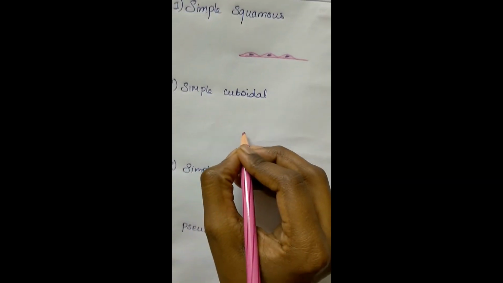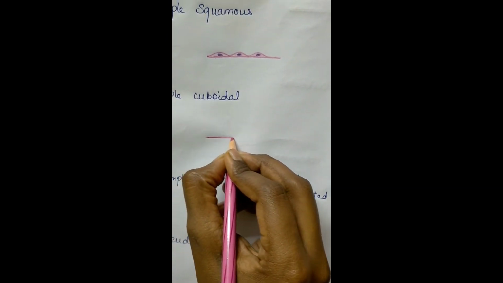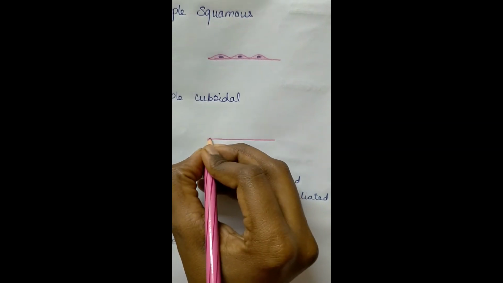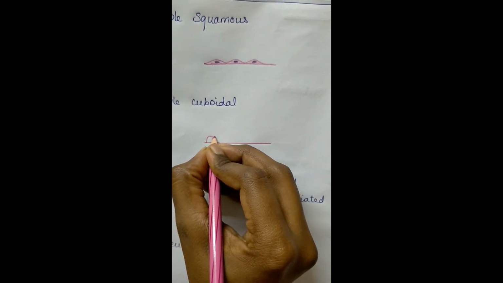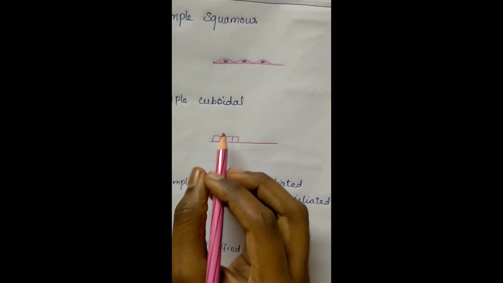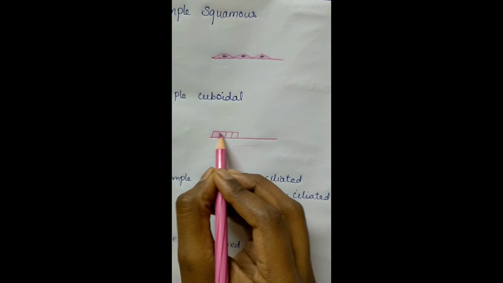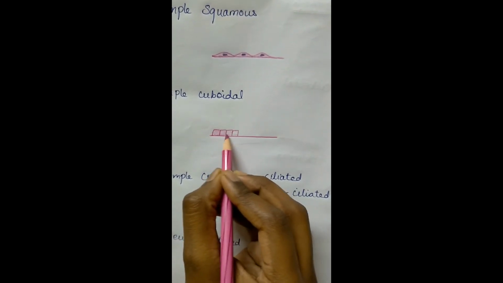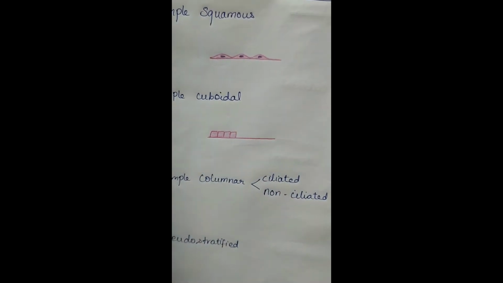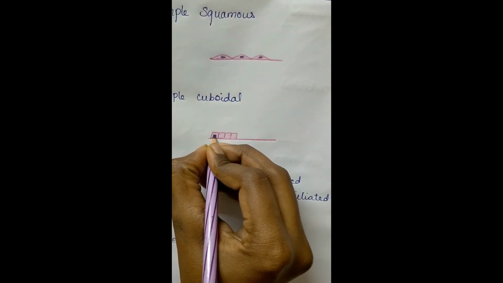Next is simple cuboidal epithelium. In simple cuboidal epithelium, you will be drawing the basement membrane, and you know the cells are cuboidal in shape. Okay, and you can shade the cytoplasm also with eosin. And you will be having a centrally placed round nucleus.